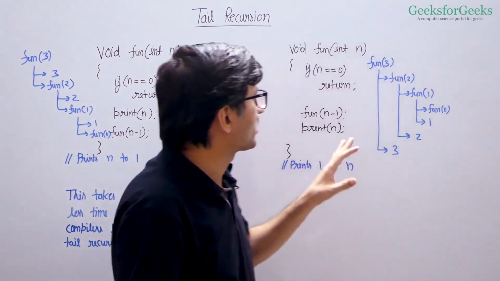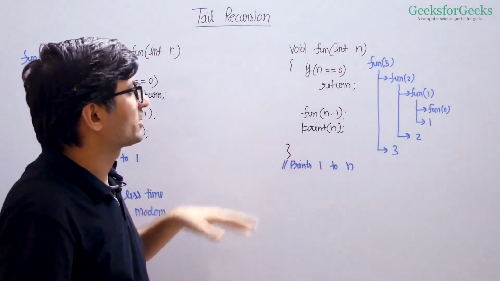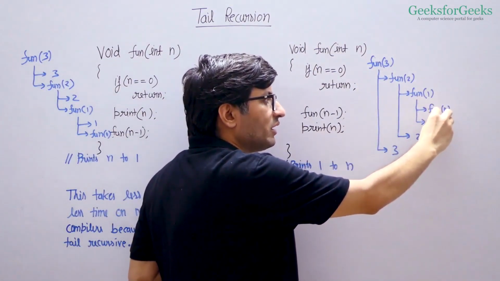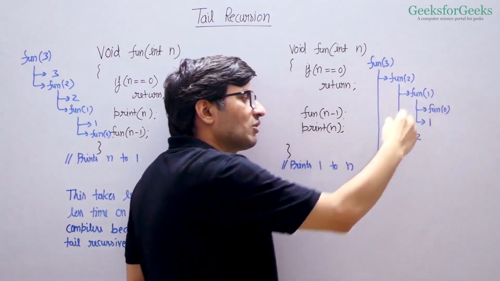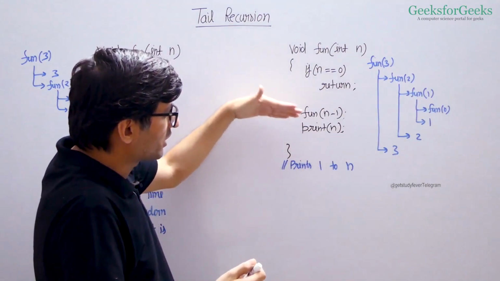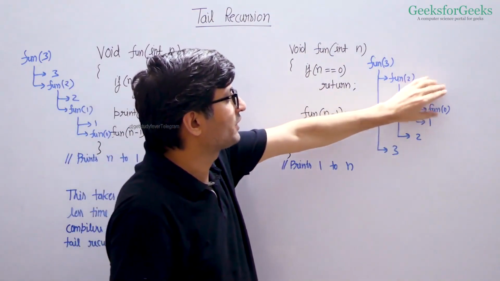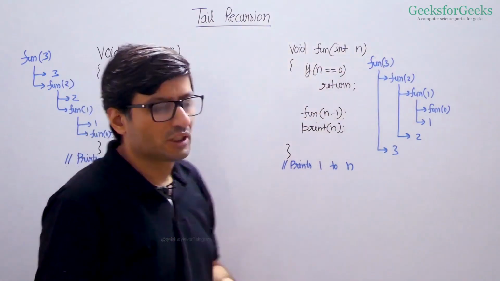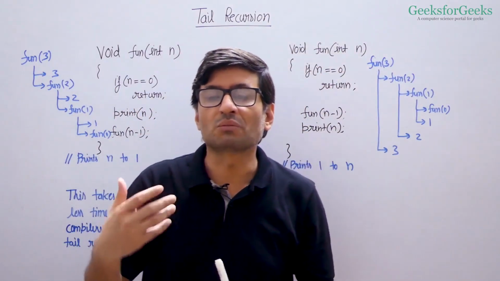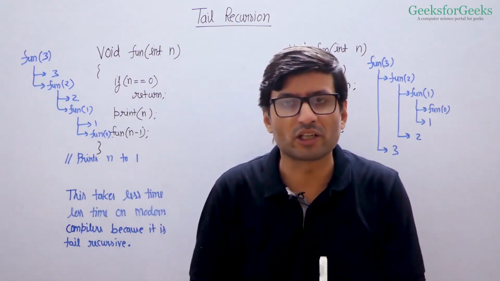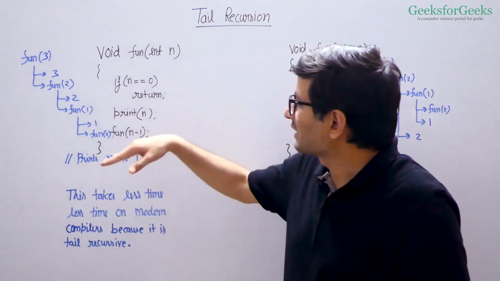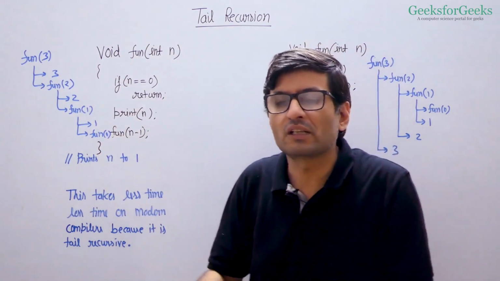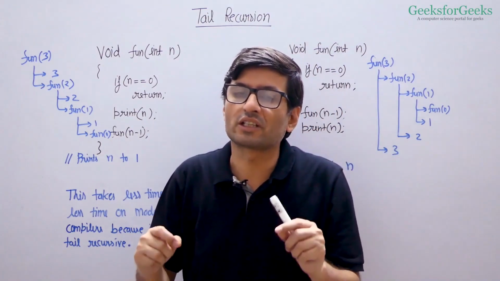If you take a look at this recursive function, it's not tail recursive because fun3 calls fun2, fun2 calls fun1, fun1 calls fun0, and now once fun0 finishes, fun1 has to do something more. Fun1 comes here and prints 1, and when fun1 finishes, fun2 comes here and prints 2. When fun2 finishes, fun3 comes here and prints 3. So when the caller has to do something more after the child call, it's not tail recursive. And when the caller has nothing to do after the child call, then this function is tail recursive. Basically, the last thing in the recursive function is the recursive function call.